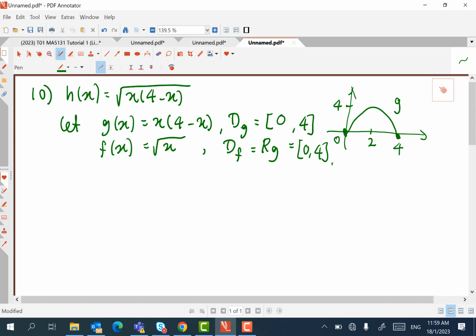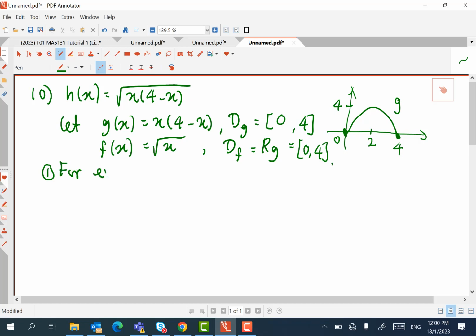We define f(x) to be like that. But why does the domain of f have to be the range of g? Because we're going to construct the composite function fg. If it's a composite, as long as it's a subset, yeah, subset is good enough. Equal also can.